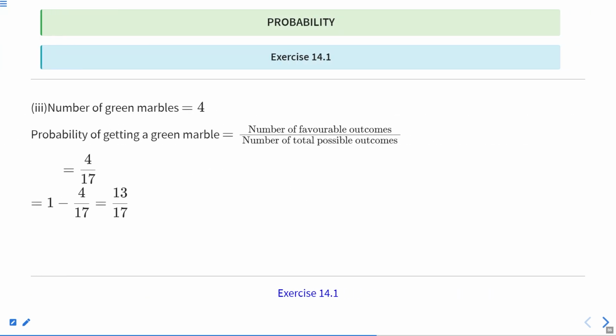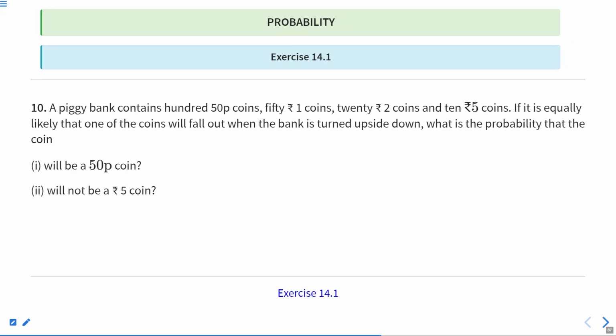And let us find the probability of getting a green marble. Here the number of green marbles is equal to 4. So the probability of getting a green marble is equal to the number of favorable outcomes divided by the number of total possible outcomes. So this is equal to 4 by 17. Now the probability of not getting a green marble is equal to 1 minus the probability of getting a green marble. This is equal to 1 minus 4 by 17, and this is equal to 13 by 17. And now let us move to the next problem.